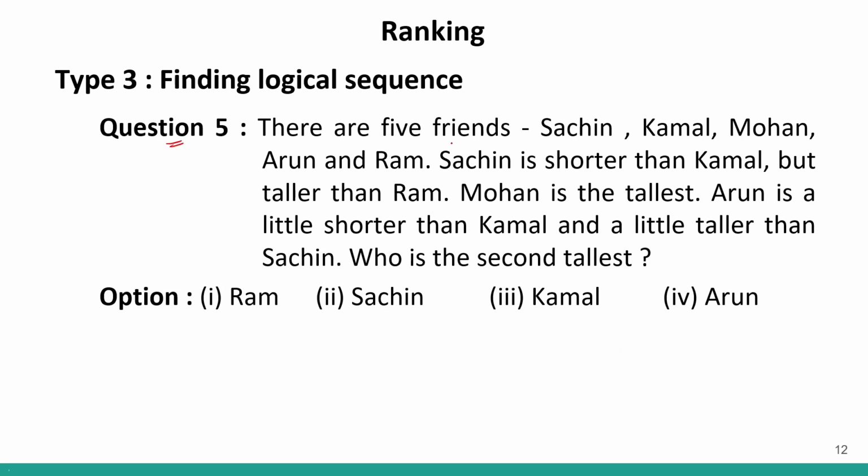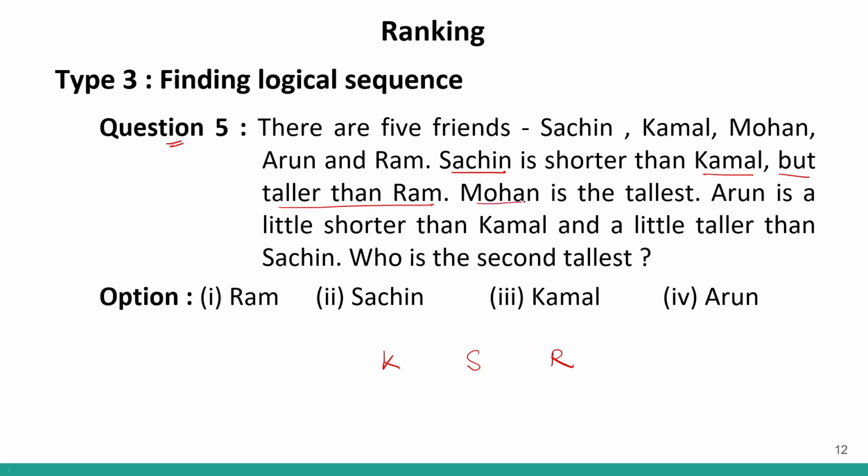Question number 5 says that there are 5 friends: Sachin, Kamal, Mohan, Arun and Ram. So this is about heights. Sachin is shorter than Kamal but taller than Ram. So Sachin will be shorter than Kamal and taller than Ram. We are not clear about how many people are sitting between Kamal and Sachin and Ram. This is not given to us currently.